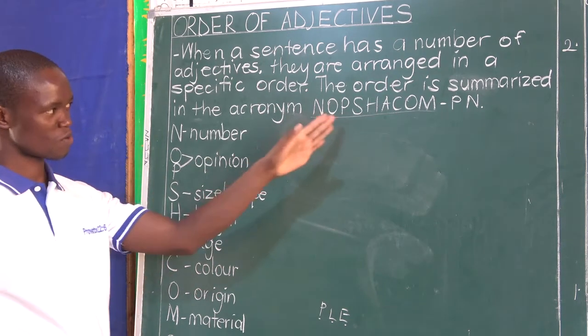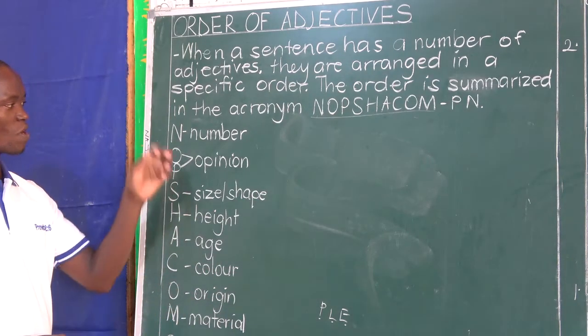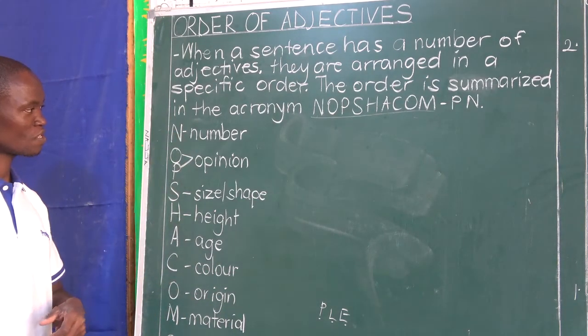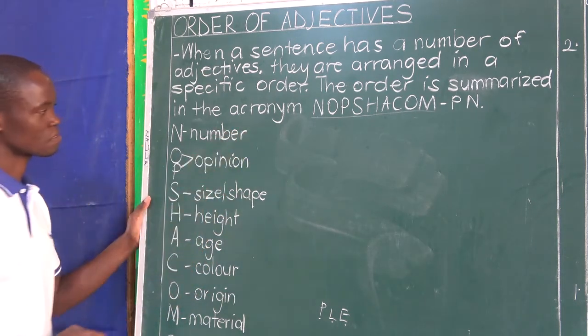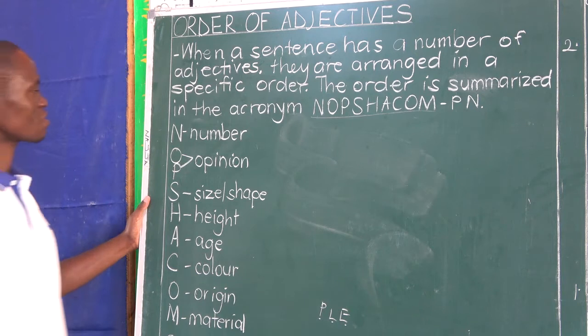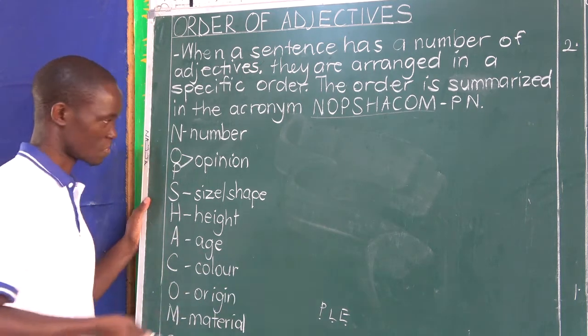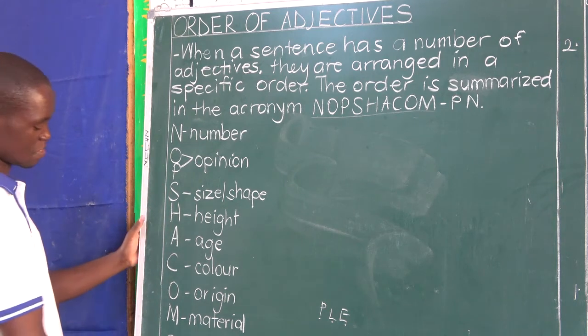We follow NOPSHACOMPN to arrange adjectives in a sentence, where the first N stands for number. What do I mean by number? It means adjectives of number must come first. What are those adjectives of number? We are going to look at the details in the examples after reaching the very last letter.